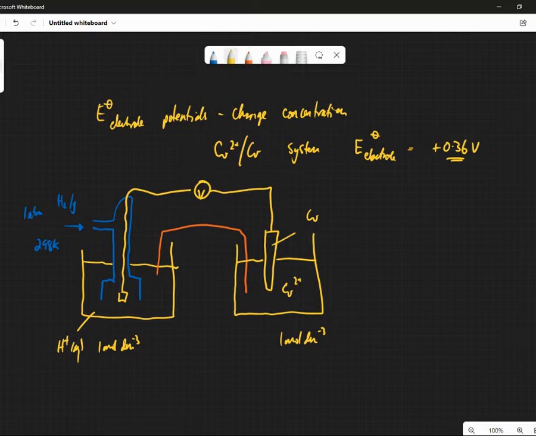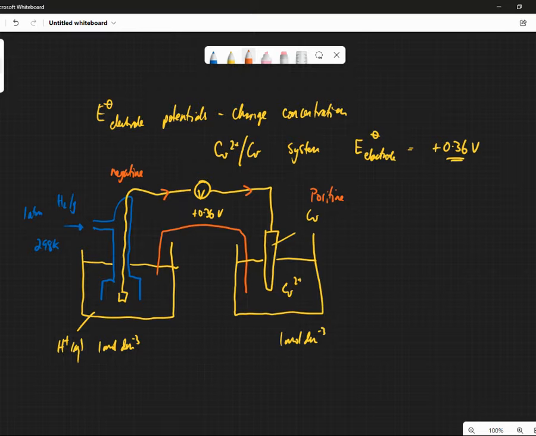All right, so this is the system. So what's going on here? Well, the electrode potential is plus 0.36 volts. That means, what does that mean? It means the copper is the positive electrode and the hydrogen is negative. That means electrons go from the hydrogen to the copper.